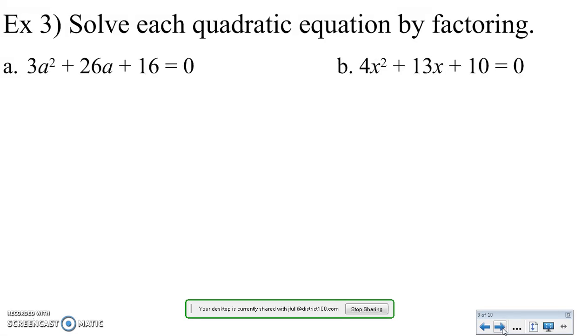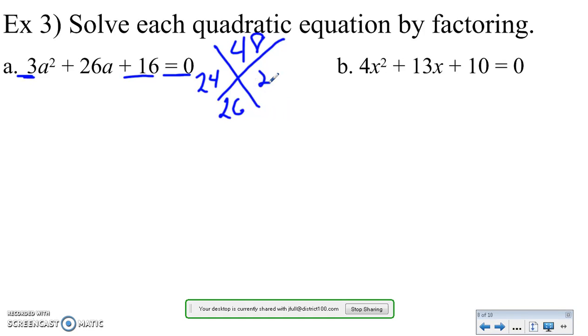Okay, so next two, notice there's a number in front for each of those, but they're still both equal to 0. So since I have the equal 0 there, we're going to go ahead and use our x. But because I have this number out front, I need to multiply 3 times 16. So 3 times 16 is 48, and that goes on the top of my x. 26 goes on the bottom. So I'm looking for two numbers that multiply to give me 48, add up 26, and that would be 24 and 2.